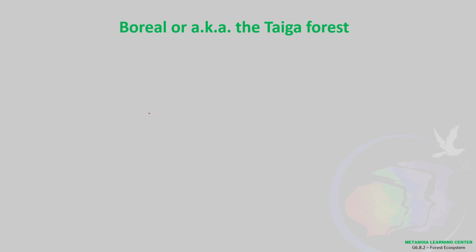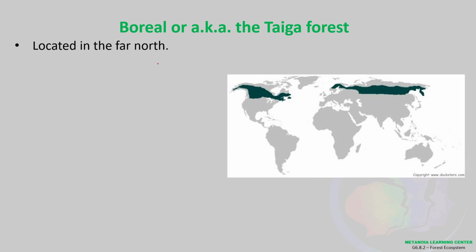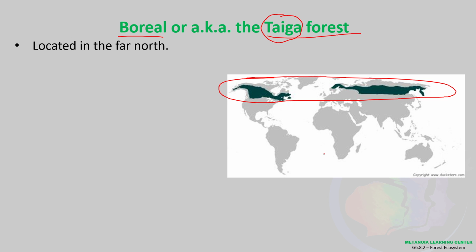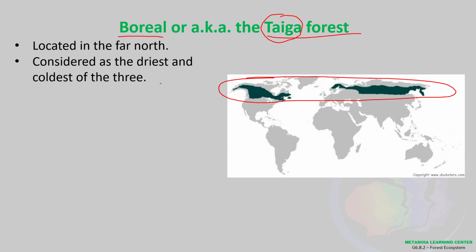Okay. So, the Boreal, or also known as the Taiga Forest. Okay, another name for Boreal is the Taiga Forest. Okay, another term yan. Located in the far north. So, nandito lang yan. It's only here. Wala na sa ibang places. In this area lang of the world. So, considered as the driest and coldest of the 3. Sa sobrang lamig, nagiging dry na siya.